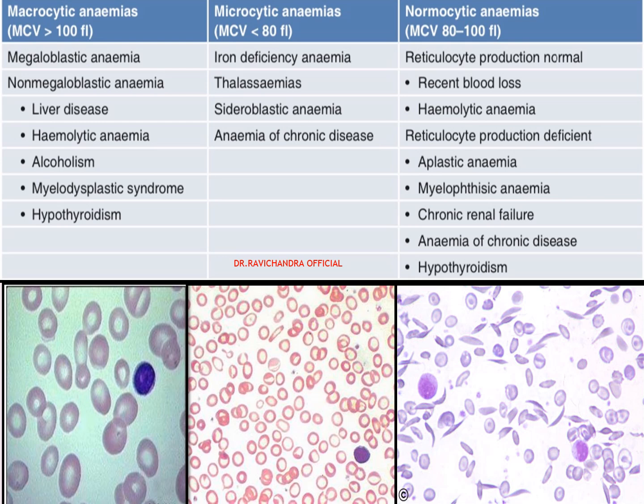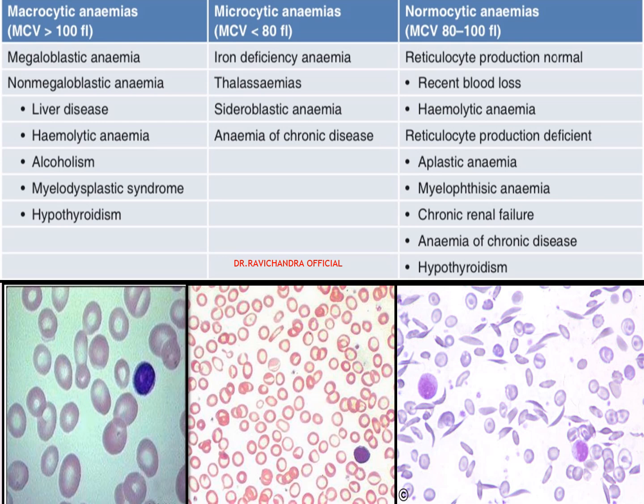Coming to the normocytic normochromic anemia, here the MCV is 80 to 100 femtoliters. It can be differentiated further based on the reticulocyte production. If the reticulocyte production is normal, then it is because of the recent blood loss or hemolytic anemias. If the reticulocyte production is deficient, then it may be because of the aplastic anemia or myelopathic anemia, or chronic renal failure, or anemia of chronic disease, or hypothyroidism.